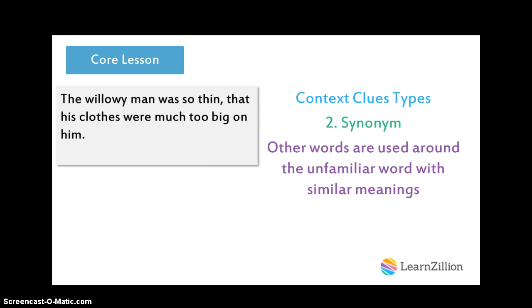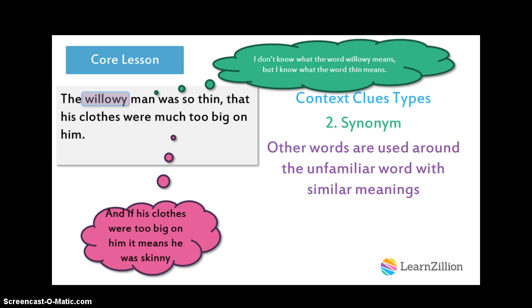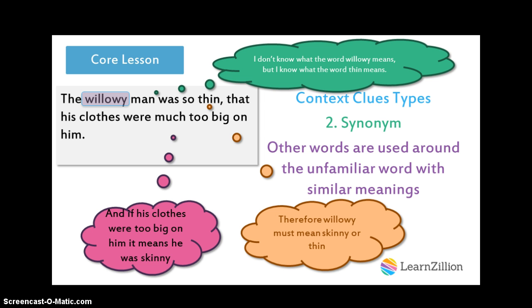For example, the willowy man was so thin that his clothes were much too big on him. I want to know what the word willowy means. I don't know what the word willowy means, but I do know what the word thin means. And if his clothes are too big on him, it means he's skinny. Therefore, willowy must mean skinny or thin. Willowy and thin are synonyms. One word used around an unfamiliar word with a similar meaning.